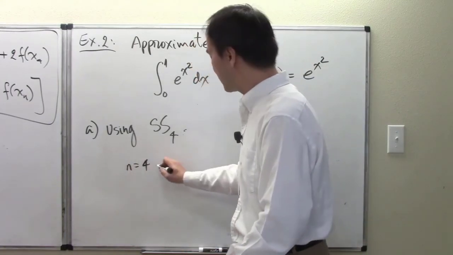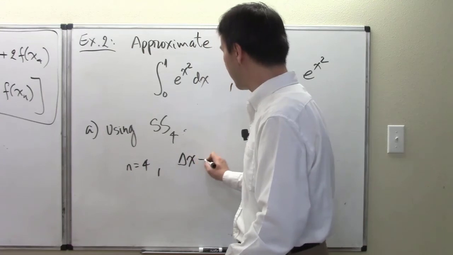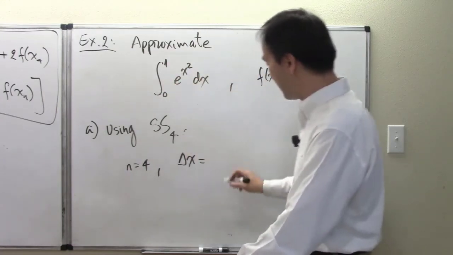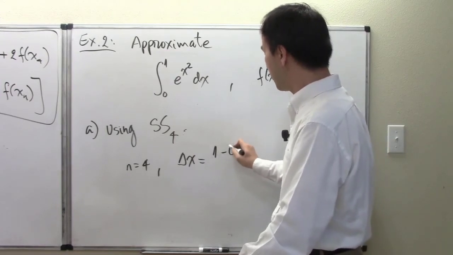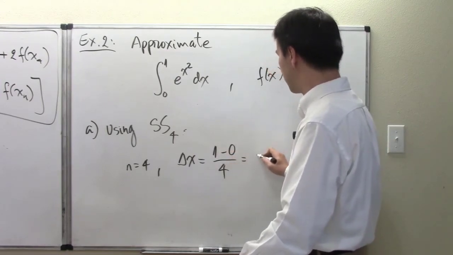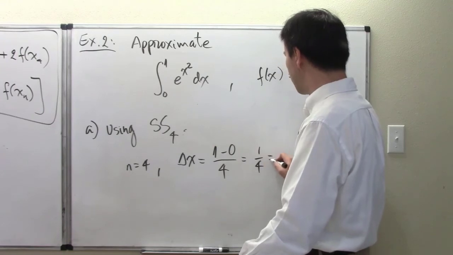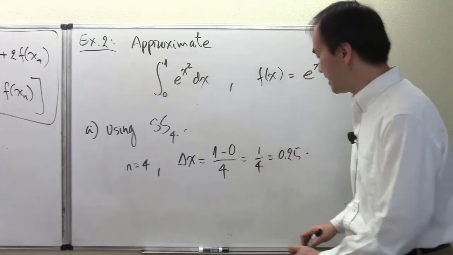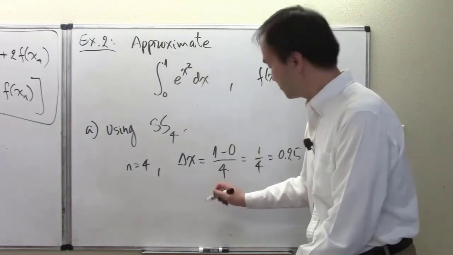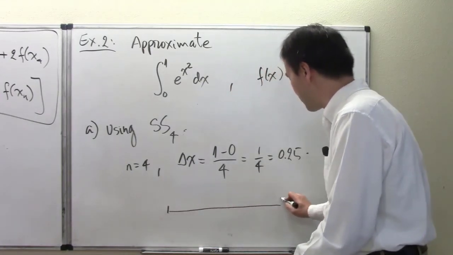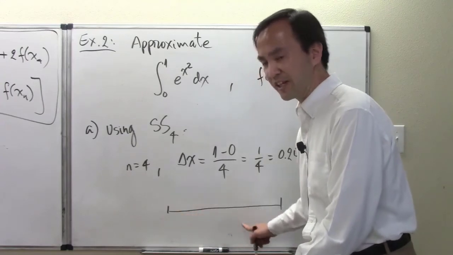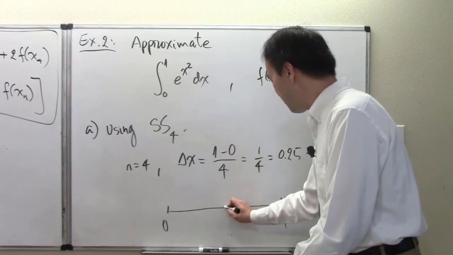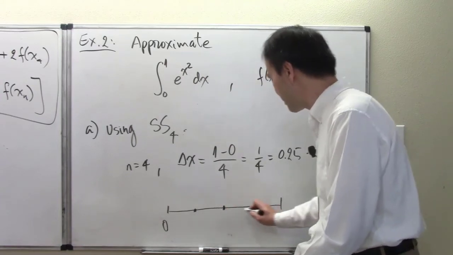And each of our delta x here, the interval is from 0 to 1, so our delta x value has to be 1 minus 0 divided by 4, and that gets us 1/4, or numerically 0.25. All right, so we have that, and it's a good idea that we draw for ourselves the segment representing our interval from 0 to 1. So 0 is the starting point, 1 is here, halfway is exactly in the middle, so quarters are here.